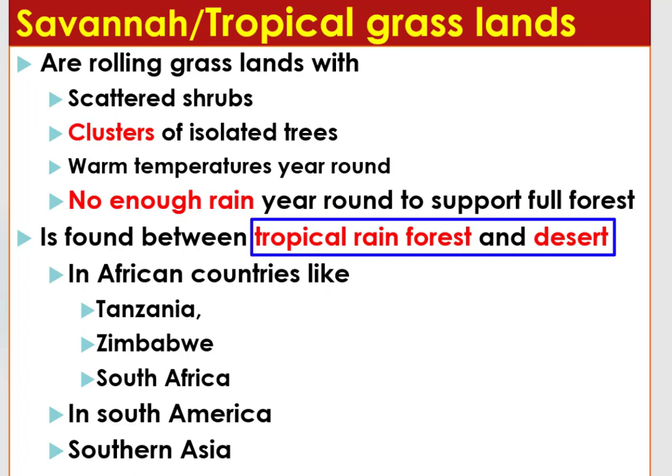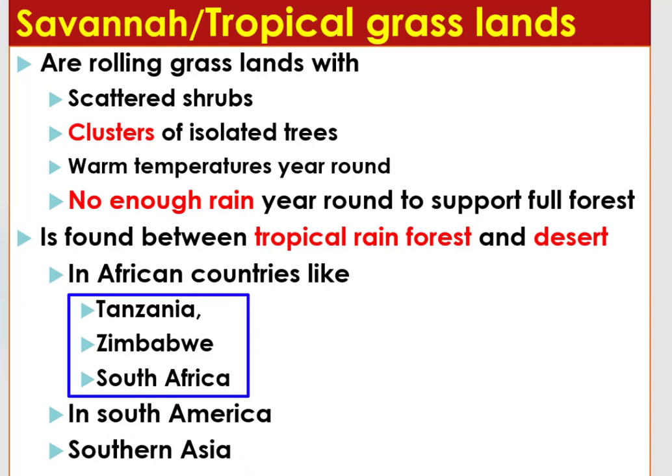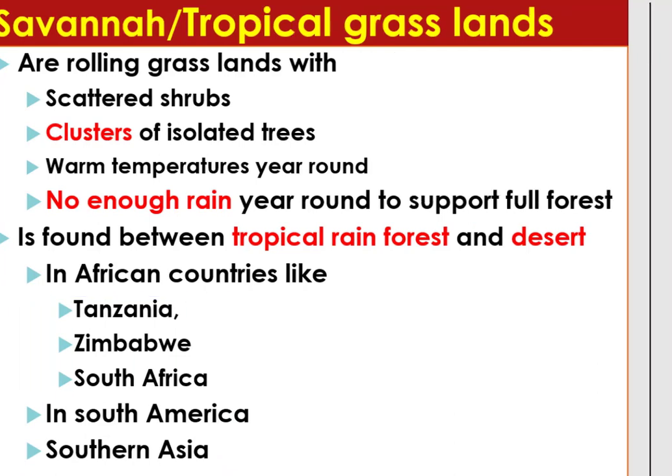Savanna or tropical grasslands are found in continents like Africa, South America, and Southern Asia. In Africa, it can be found in countries like Tanzania, Zimbabwe, and South Africa.